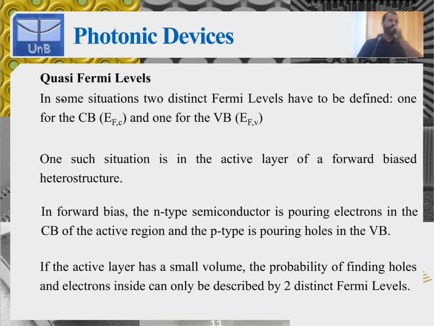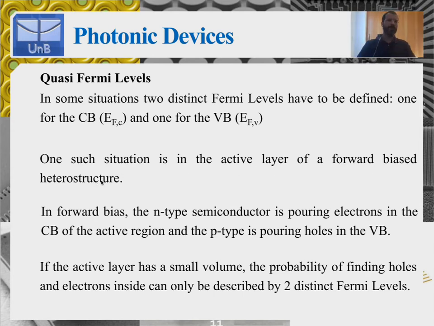Okay, so there are some situations in which two different Fermi levels have to be defined. One associated with the conduction band, which in general we're going to denote EFC, and the other Fermi level associated with the valence band, so EFV. The V stands for valence, the C for conduction. One such situation is in the active layer of a forward biased heterostructure.